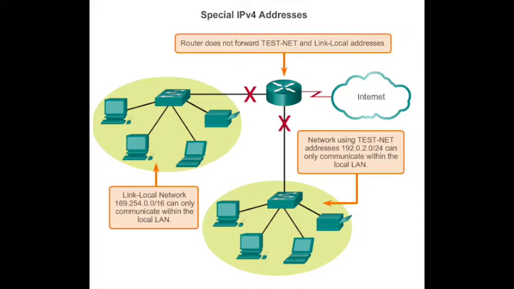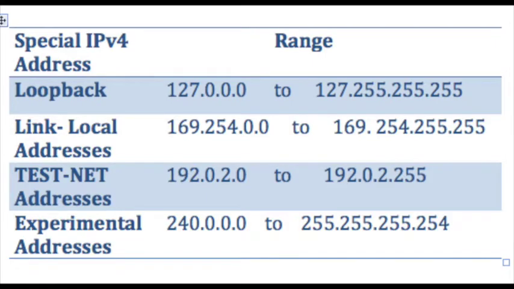Another special IPv4 address is the loopback address. The loopback address is a special address that hosts use to direct traffic to themselves. The loopback address creates a shortcut method for TCP/IP applications and services that run on the same device to communicate with one another. The range of this loopback address is 127.0.0.0 to 127.255.255.255.